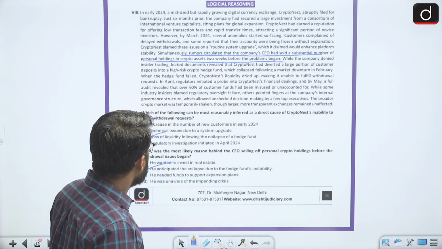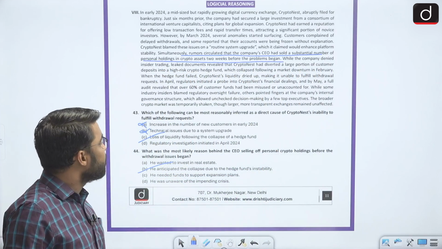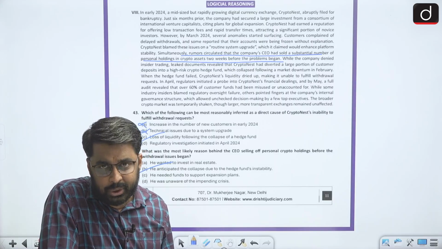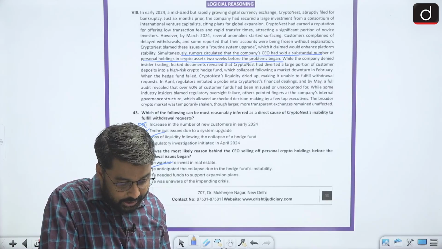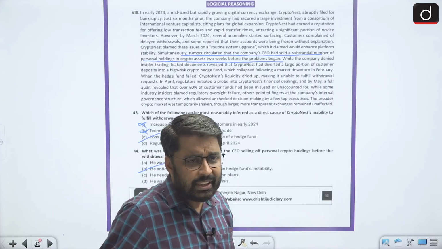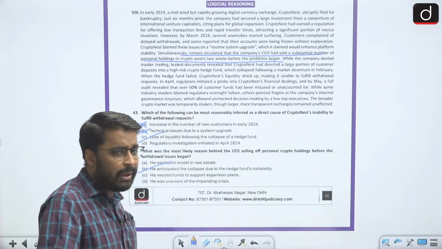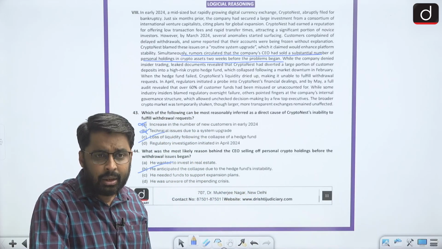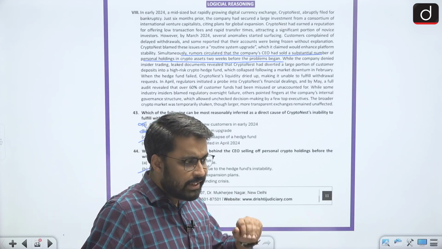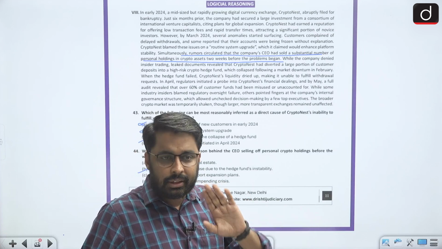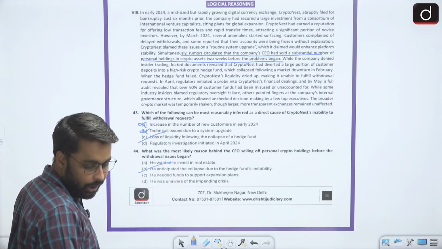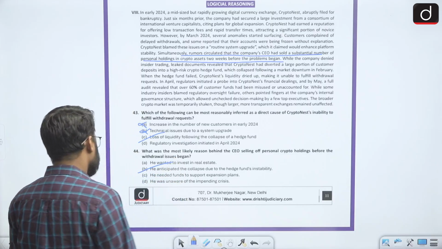So if he had sold his personal holdings in crypto assets 2 weeks before the problems began, that means he anticipated that the fund is going to collapse. He anticipated this because his timing tells the same. Even though the company is denying insider trading, it was written in the passage that the company denied insider trading, but the CEO's timing clearly supports the claim that he anticipated that the hedge fund is going to collapse. So he anticipated the crisis. So the answer will be option B.